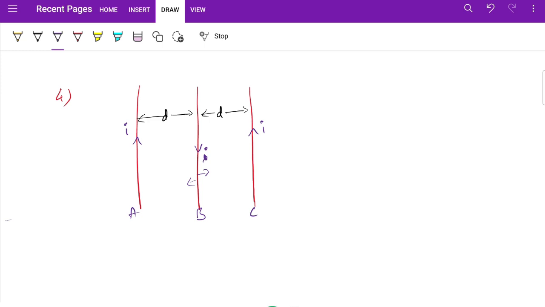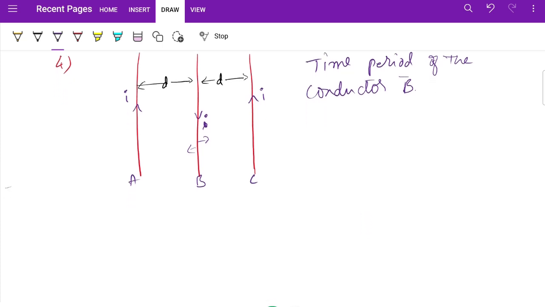Okay. Now let us find the time period of the oscillation. So what is the time period of the conductor B? Why is it having a frequency or time period? Because it is being repelled by two conductors. It is exactly midway between both of them. Okay. So this question is very important.